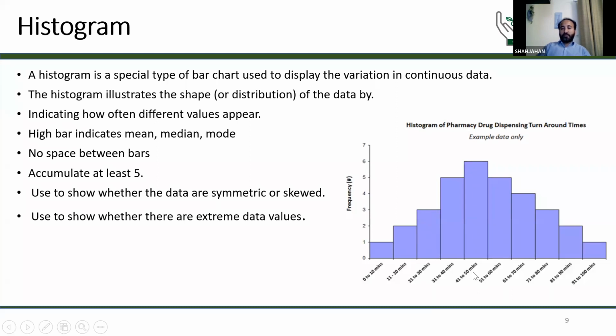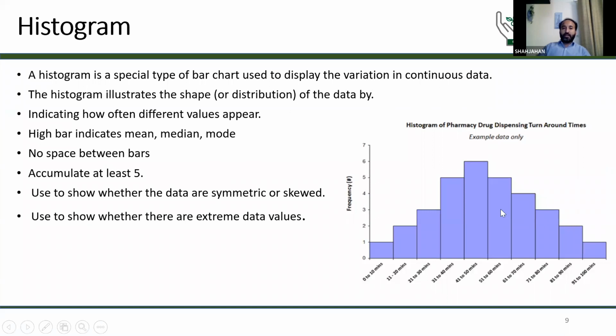So what is the mean? The mean is that 41 to 50 minutes, 6 medications reach. So it means that on average, most medications, after preparation, reach the ward in 50 minutes. By this, we can judge our data and we can check our data.